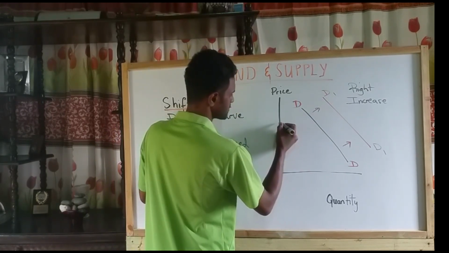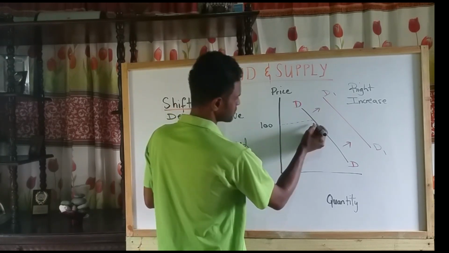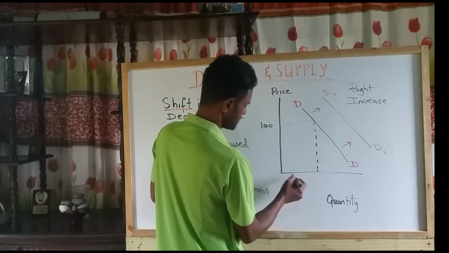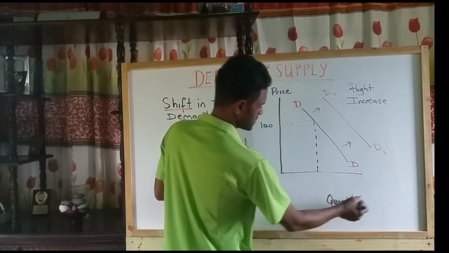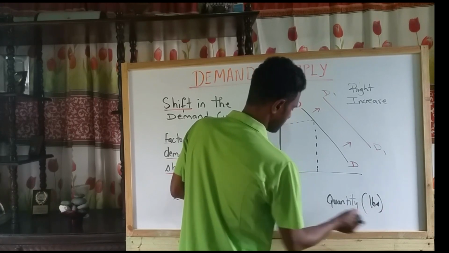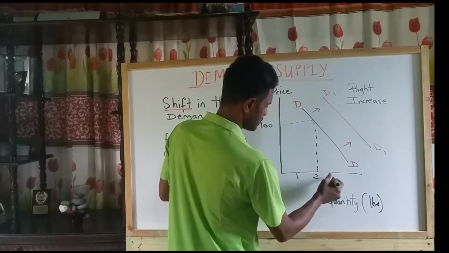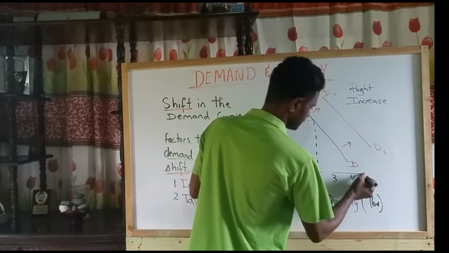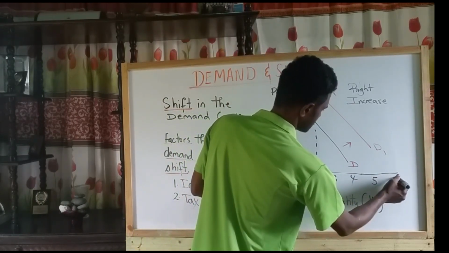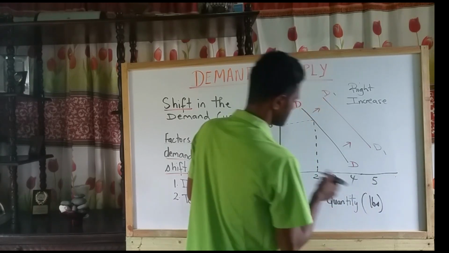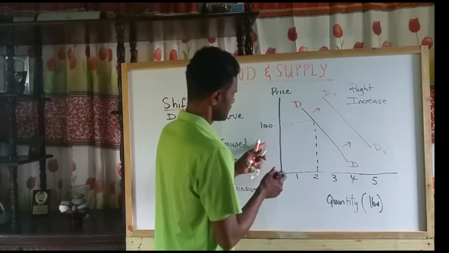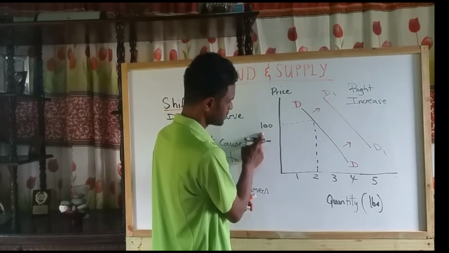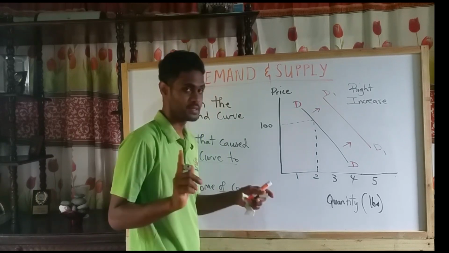Say the price for lettuce is $100, right? Let's check to see how much consumers are purchasing. Say, let's do this in pounds. So 1 pound, 2 pounds, 3 pounds, 4 pounds, 5 pounds. Alright, let's use that for example. So say at $100, consumers are purchasing 2 pounds of lettuce.